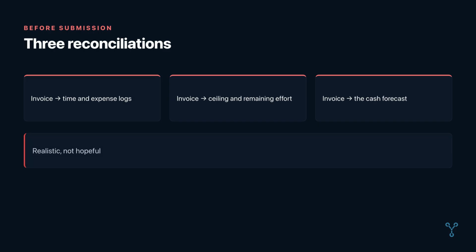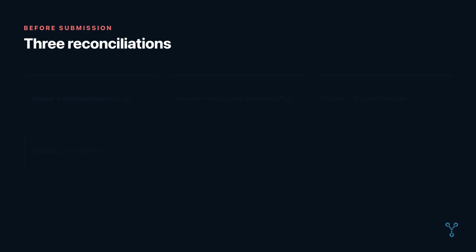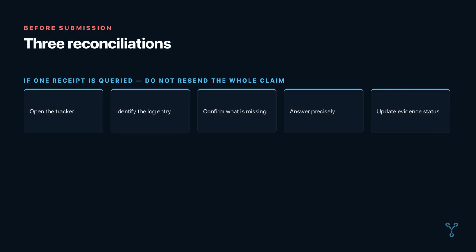If the client queries one local transport receipt, do not resend the whole claim in confusion. Open the tracker, identify the expense log entry, confirm the missing requirement, answer precisely, and update the evidence status. A clean query response protects payment timing.